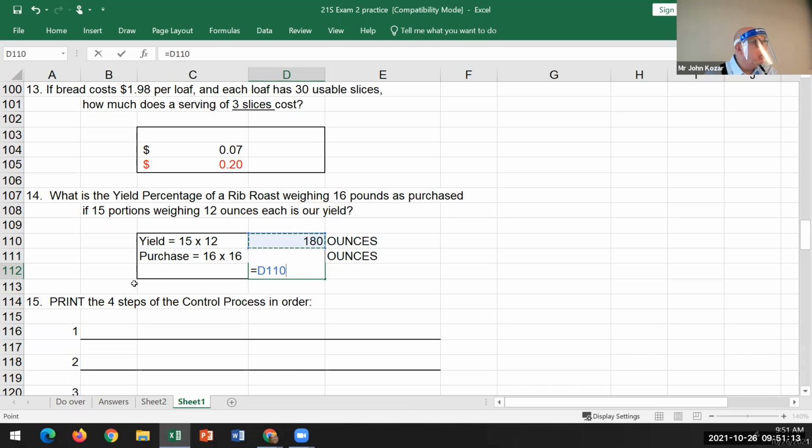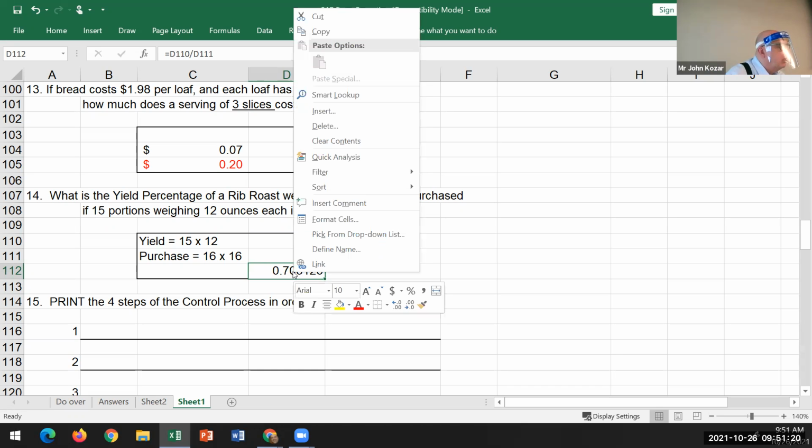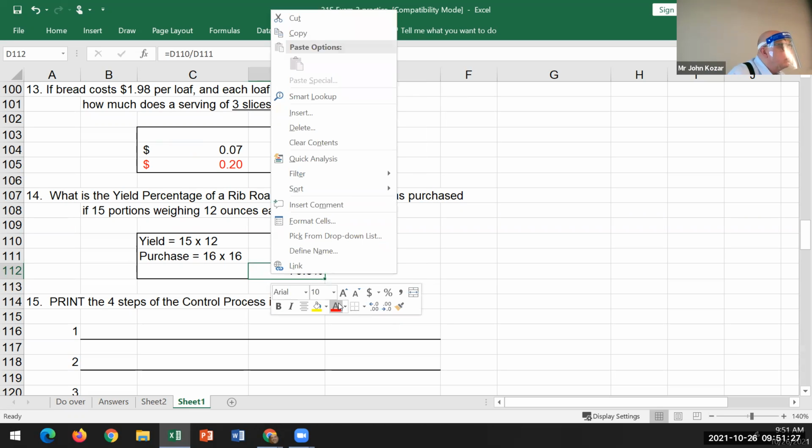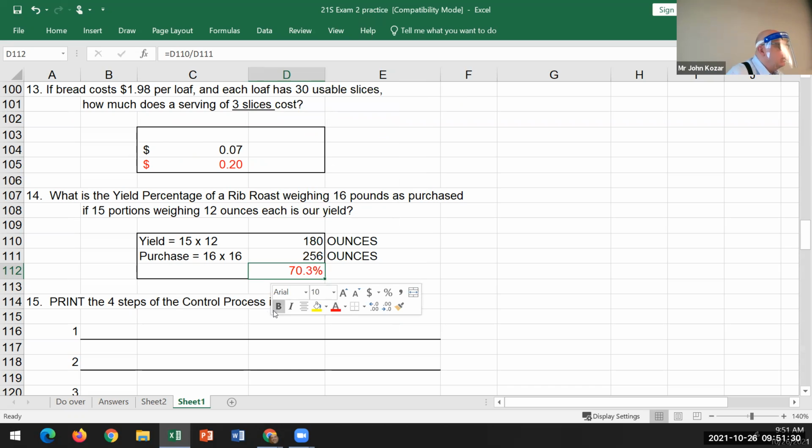Pardon? Yeah, to get the percentage. So 70.3% is the answer on the yield. So when I get back to my office, I'm going to make sure that all of the answers are in this one sheet, and I'll show you how each one is done.